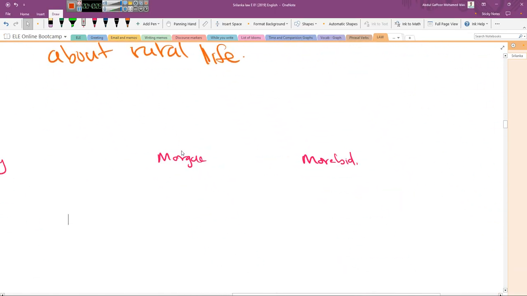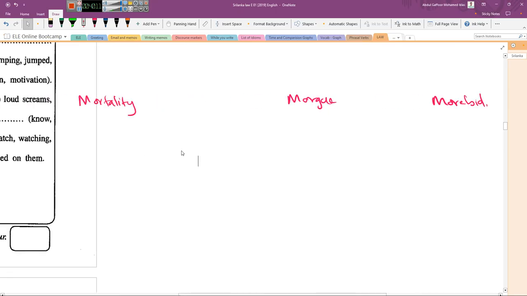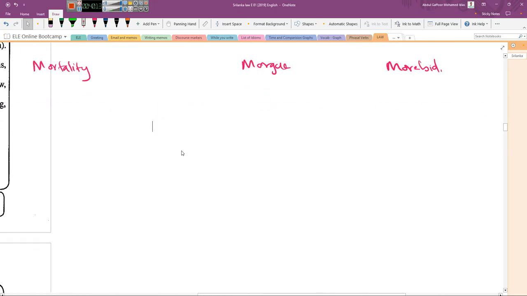Okay, morbid. You see here, English is not our first language. Nobody knows everything. Even native English speakers don't know all the words in English. So we have to study more and more words. That is our main objective, right? So learning grammar will not help you anymore. So you have to learn a lot of vocabulary. That is very important.